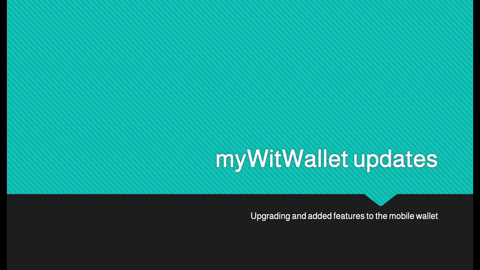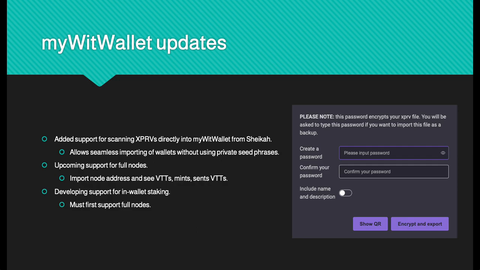Next up, we'll move into some My Wit Wallet updates. So this first one is more of an update for Sheikah and My Wit Wallet. Sheikah now supports QR codes for XPRVs, so if you would like to import your seed phrase into My Wit Wallet from Sheikah, you can now directly just scan a QR code from your Sheikah and it will import directly into My Wit Wallet. Keep in mind this is still experimental and there's currently a known bug. It might even be fixed by now, but it's worth it to note that if you have a lot of transactions in your Sheikah, you might end up finding this bug. Just always make sure you have multiple backups of your seed phrase.